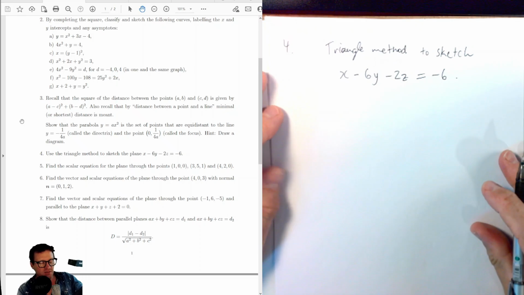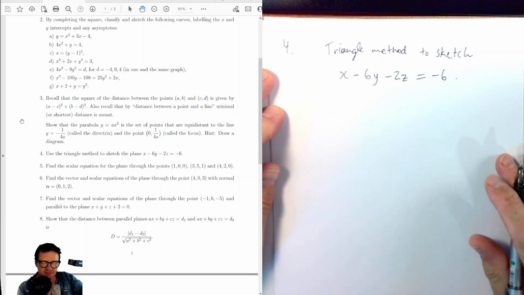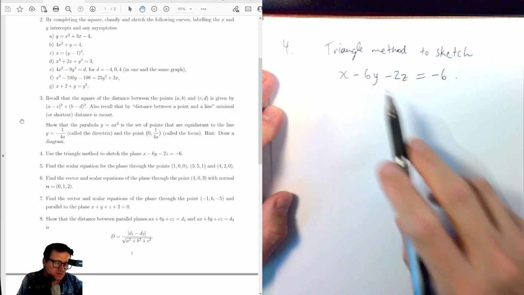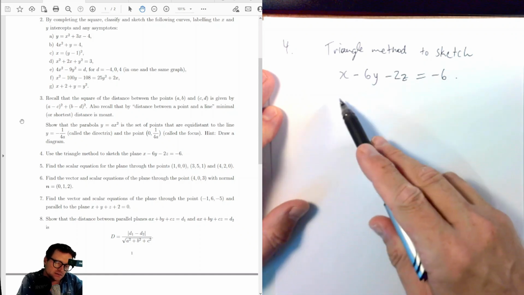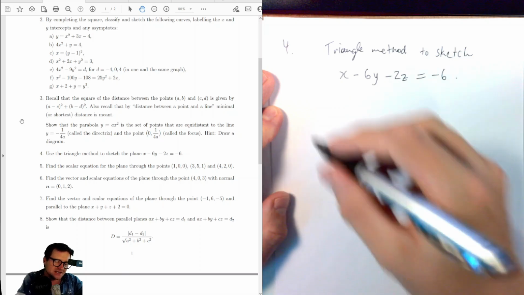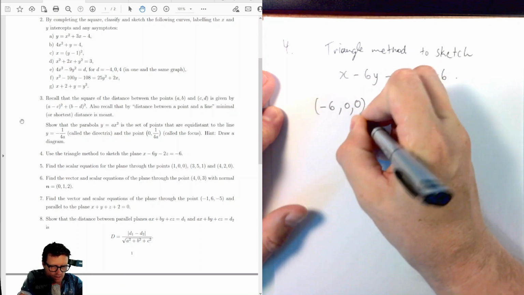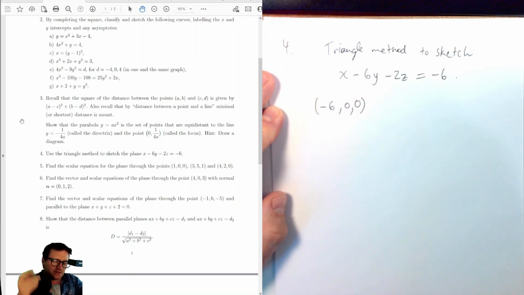Okay, so what we have to do here is find points on each of the 3 axes. So when y is equal to 0 and z is equal to 0, then we clearly have x is equal to minus 6. So we have minus 6, 0, 0 as one point. That is on the x-axis.